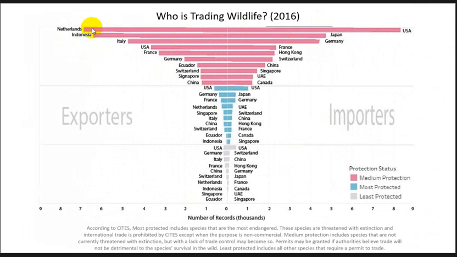So the big exporters as a pyramid plot, and then the importers of protected wildlife. And then medium protection, the most protected. So we're exporting and importing the most protected wildlife. And anyway, really data rich, great way to show the data.